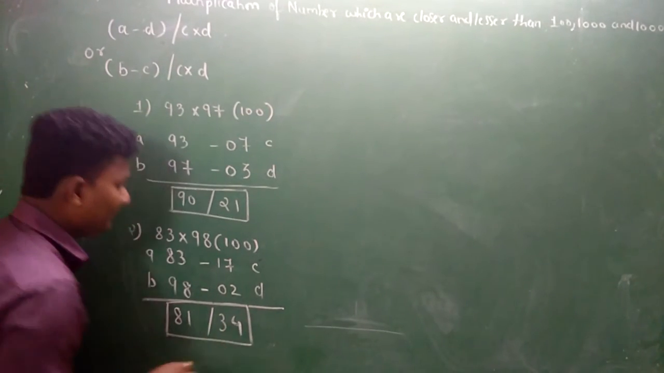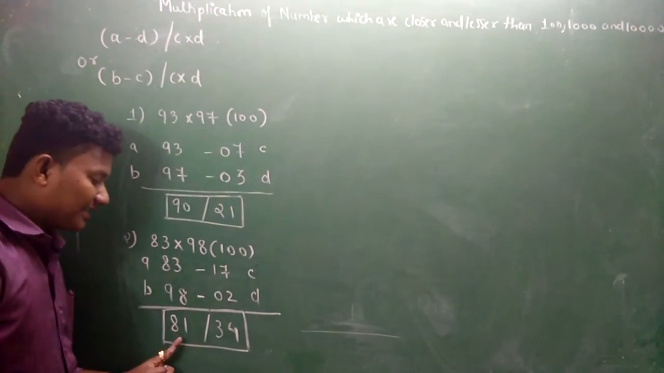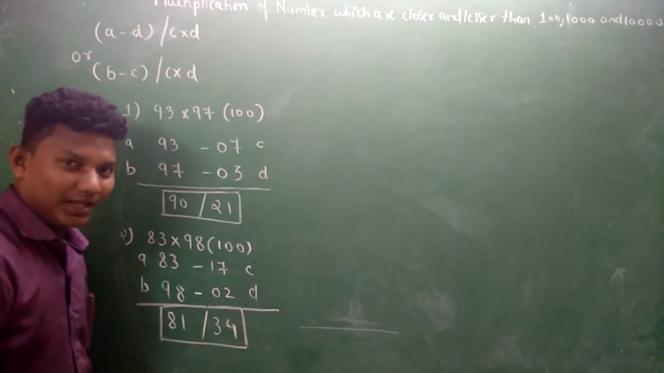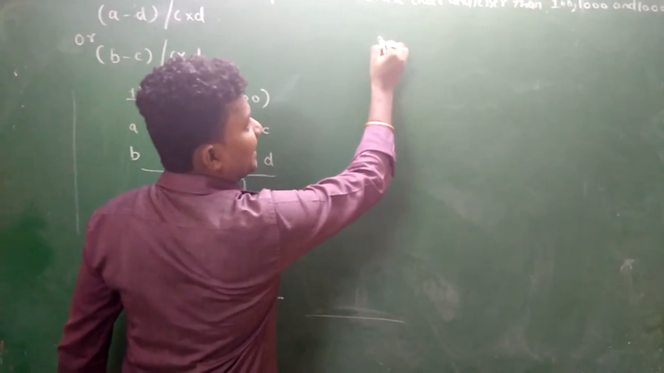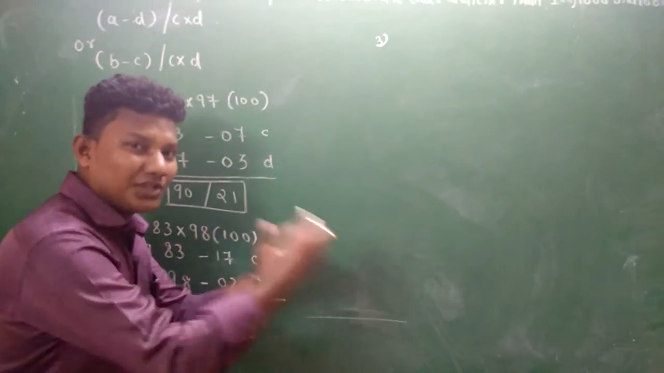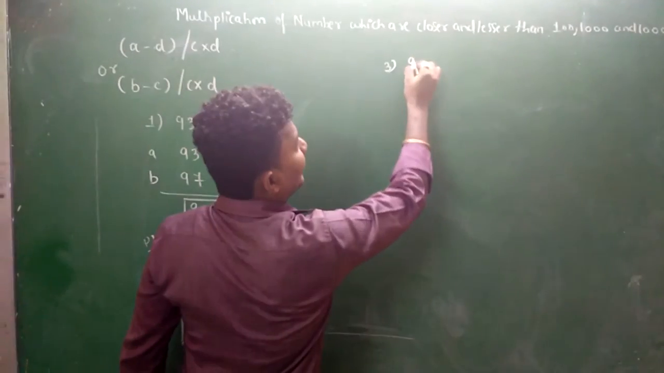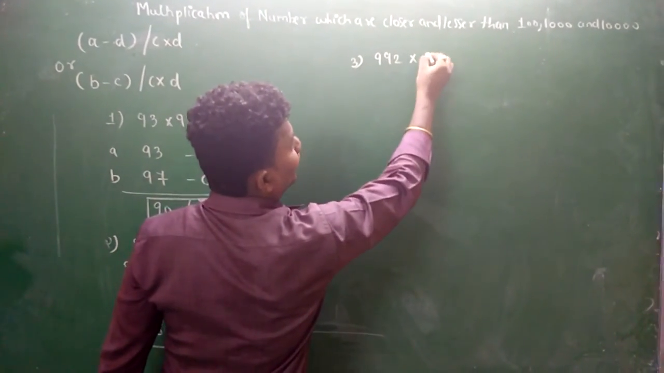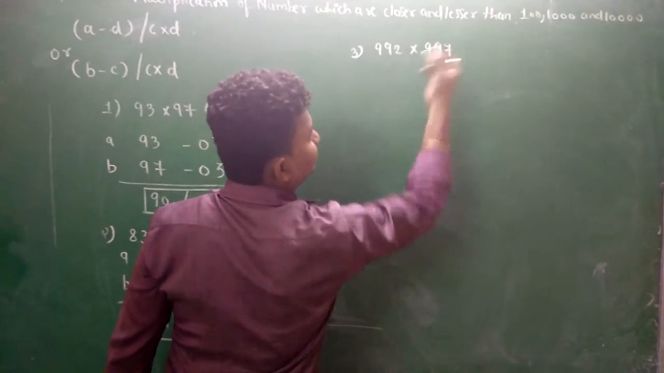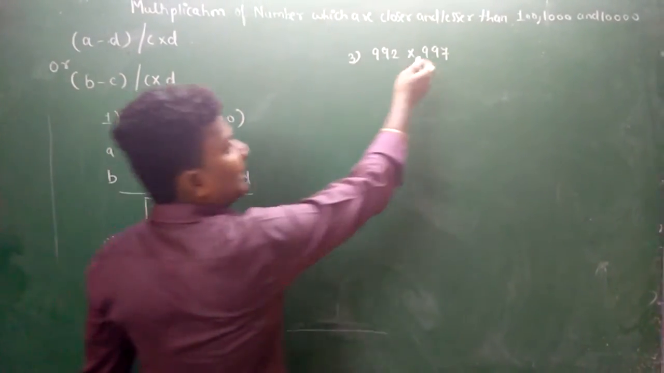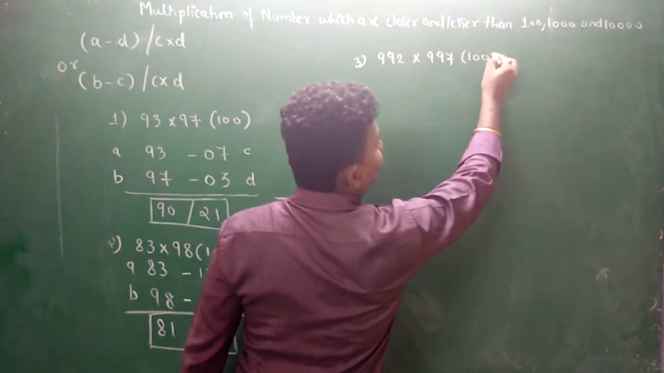When you multiply 83 into 98, you will get the answer 8134. Okay, now move on to the next example. Let's take the numbers which are closer to 1000. For example, if you want to multiply 992 into 997, big numbers, both the numbers, can I say they are closer to 1000.